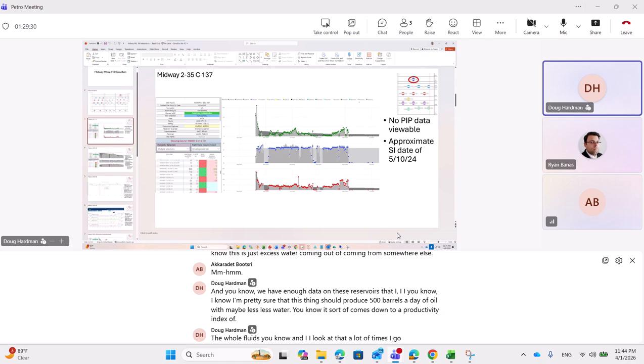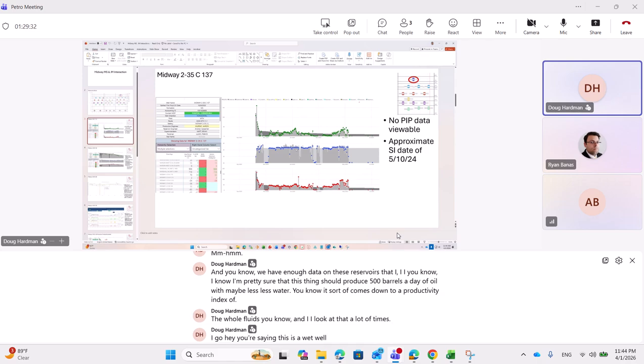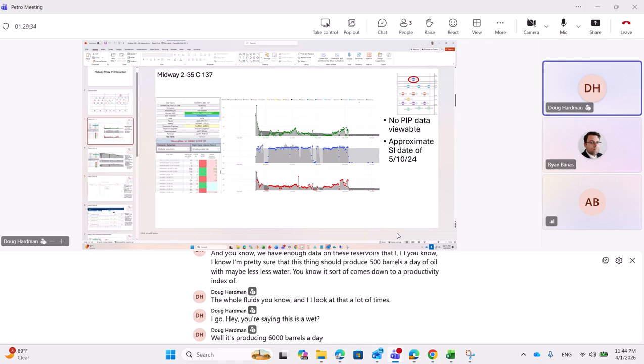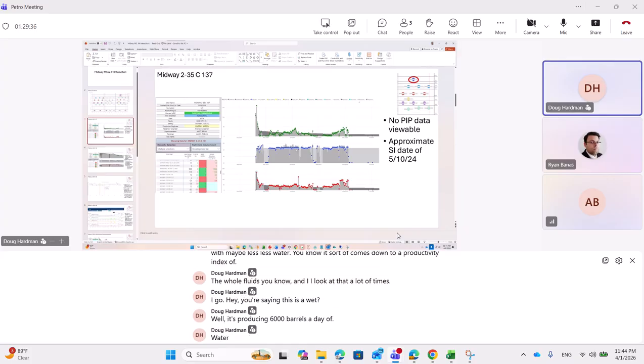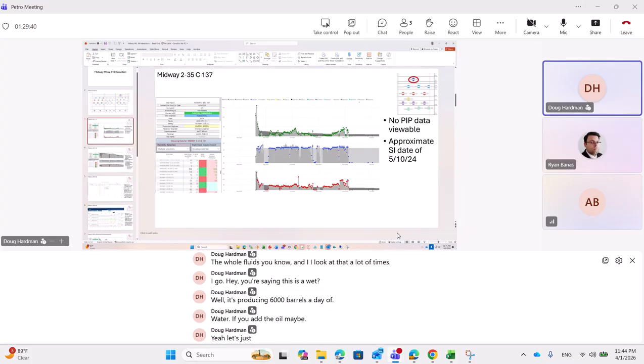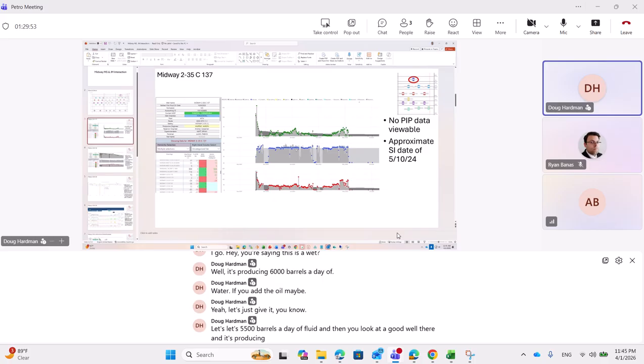I go, all right, you're saying this is a wet well. It's producing 6,000 barrels a day of water. If you add the oil, let's just say it's 5,500 barrels a day of fluid. And then you look at a good well there, and it's producing total fluids of 4,000, but half of that is oil.